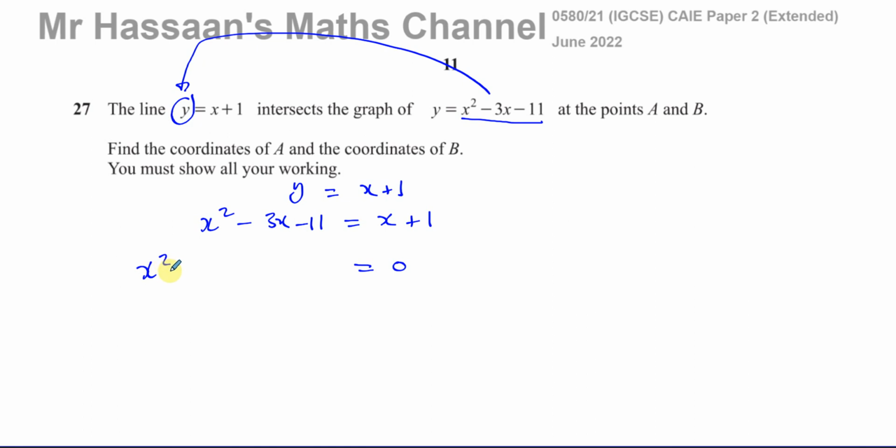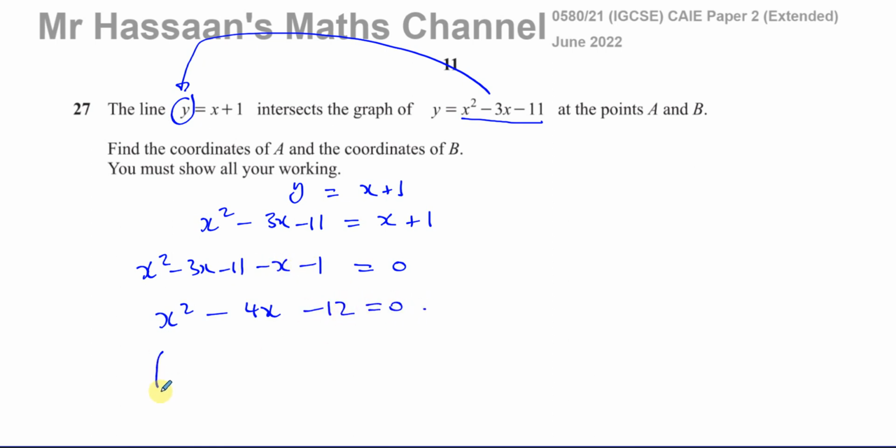So I have x squared minus 3x minus 11. Take away x and take away 1. Take away x from both sides. They disappear from this side. And then you end up with minus x and minus 1 on that side. So x squared, there's no like terms for that. Minus 3x minus x is minus 4x. And minus 11 minus 1 is minus 12 equals 0.